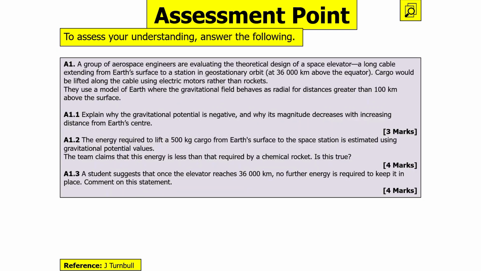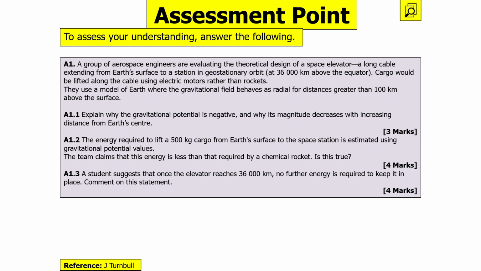A group of aerospace engineers are evaluating the theoretical design of a space elevator, a long cable extending from the Earth's surface to a station in a geostationary orbit at 36,000 kilometers above the equator. Cargo will be lifted along the cable using electric motors rather than rockets. They use a model of the Earth where the gravitational field behaves as radial for distances greater than 100 kilometers above the surface. Explain why the gravitational potential is negative and why its magnitude decreases with increasing distance from the Earth's centre.